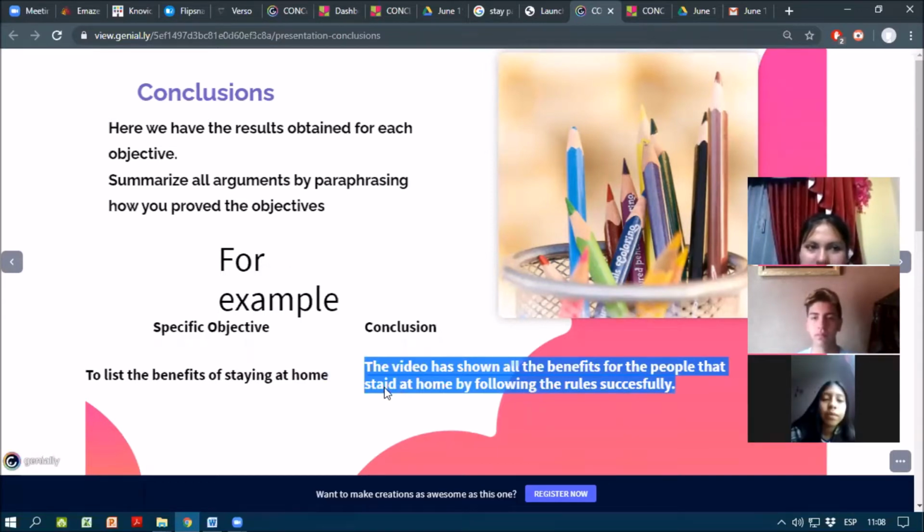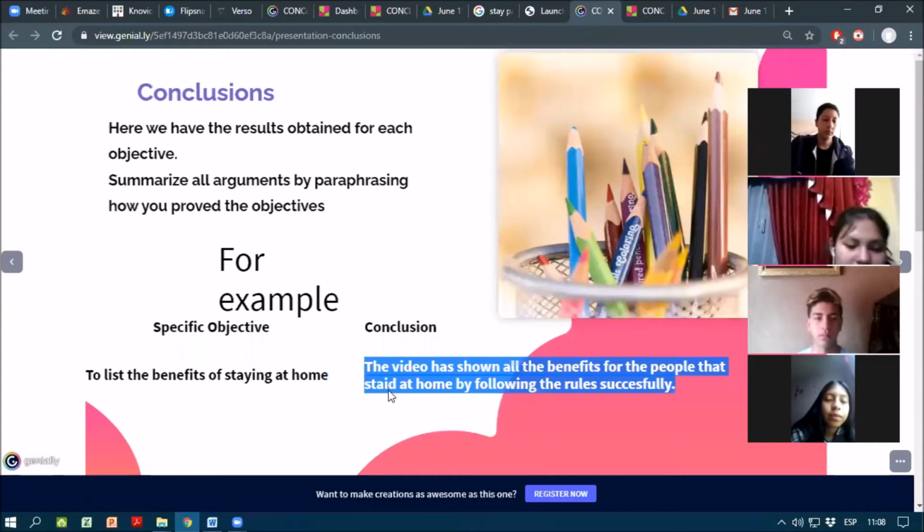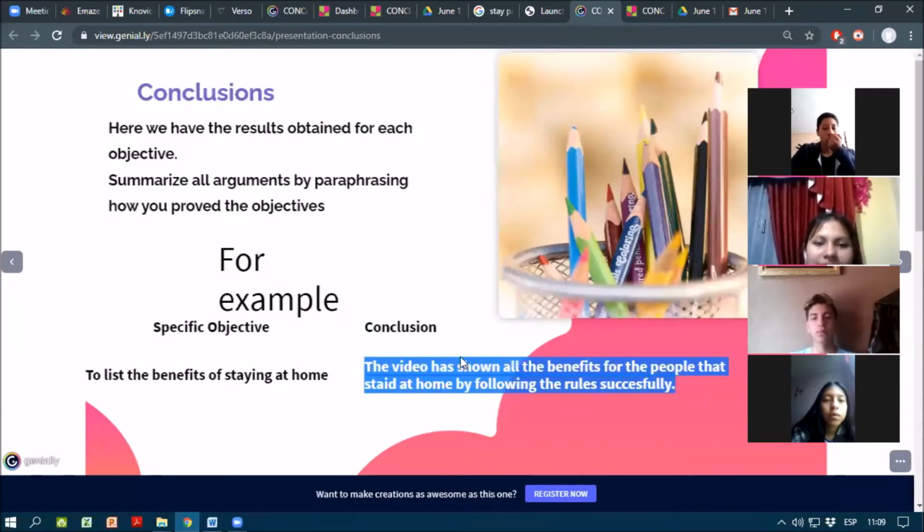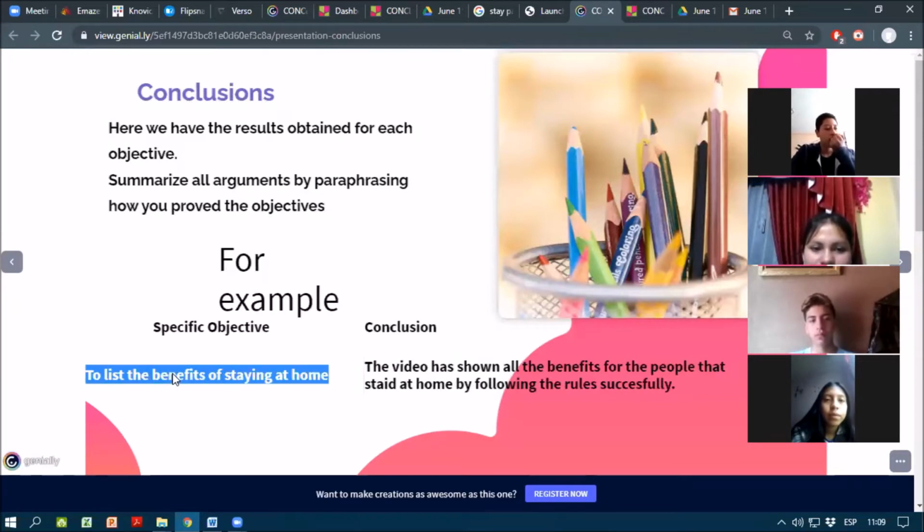Very good, thank you. So here we have a mistake, I'm sorry. The correct spelling is S-T-A-Y-E-D. Yeah, this is my mistake. But follow this example. You have three specific objectives. For that reason, you must write three specific conclusions. Why? Because one conclusion is my result from one objective.